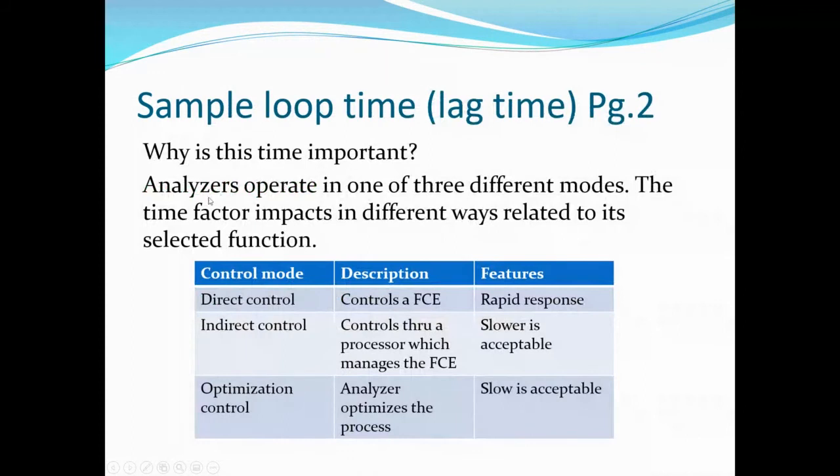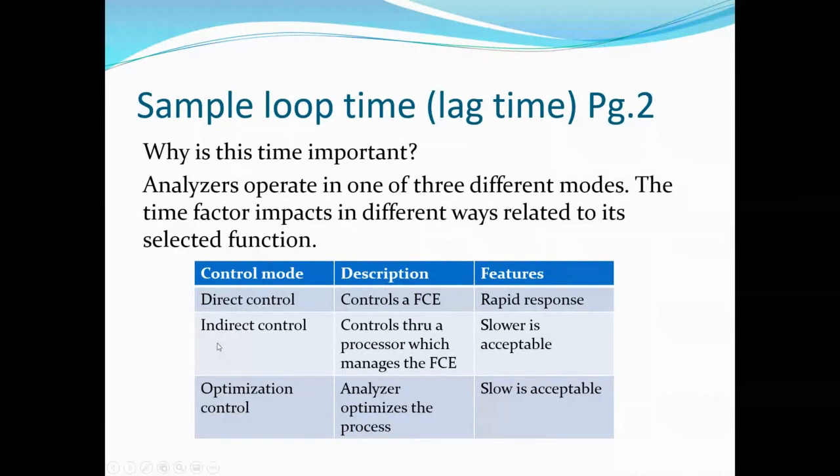Okay, so why is this time important? Analyzers by ILM definition here operate in one of three different modes, and the time factor impacts in different ways related to its selected function. So these three different control modes are direct control, indirect control, and optimization control, and they have different requirements in terms of time. Logic-wise, I think it makes pretty good sense, and this is a nice little chart that describes what's going on under these different circumstances. If we had a direct control situation, this means that the analyzer directly controls a final control element, and as such, it's relatively important that the response time is relatively quick. We're making process control changes using this analyzer, so we want it to be quick because the analyzer has probably detected something that's askew, and in order to fix it and avoid off-spec products and poor quality issues and things of that nature, we want a change to happen relatively quickly.